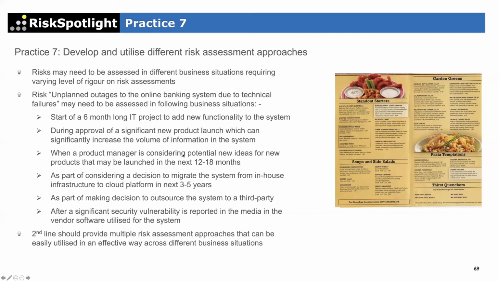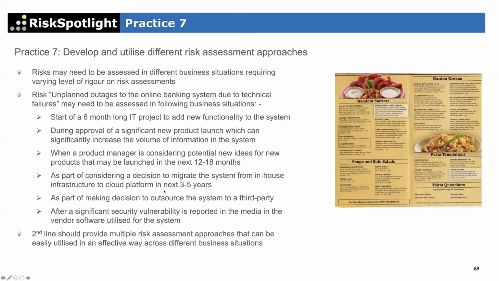When a product manager is considering potential new ideas for products that may be launched in the next 12 to 18 months, this is still very early days. They don't know what product yet, they're just brainstorming. And as part of that brainstorming process, we want them to think about that particular risk, so they don't come up with some idea which will increase the likelihood or the impact of that particular risk.